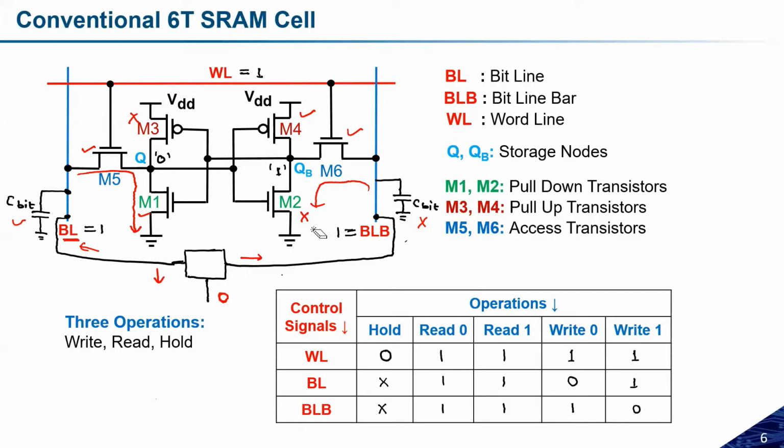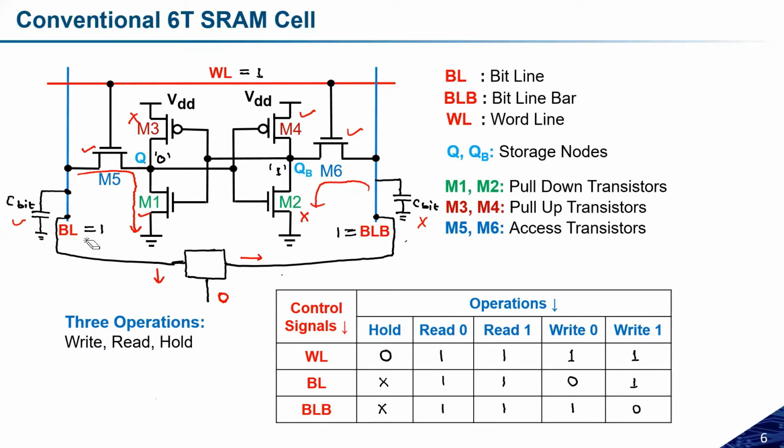Sir, if we are constantly setting BL to 1, then why will BL decrease? No, BL to 1 means we are charging the capacitor here. Here BL 1 and BLB 1 means we are charging the bit line capacitance. Then we will remove it. Once it is charged, then we need to remove it, then we need to check.